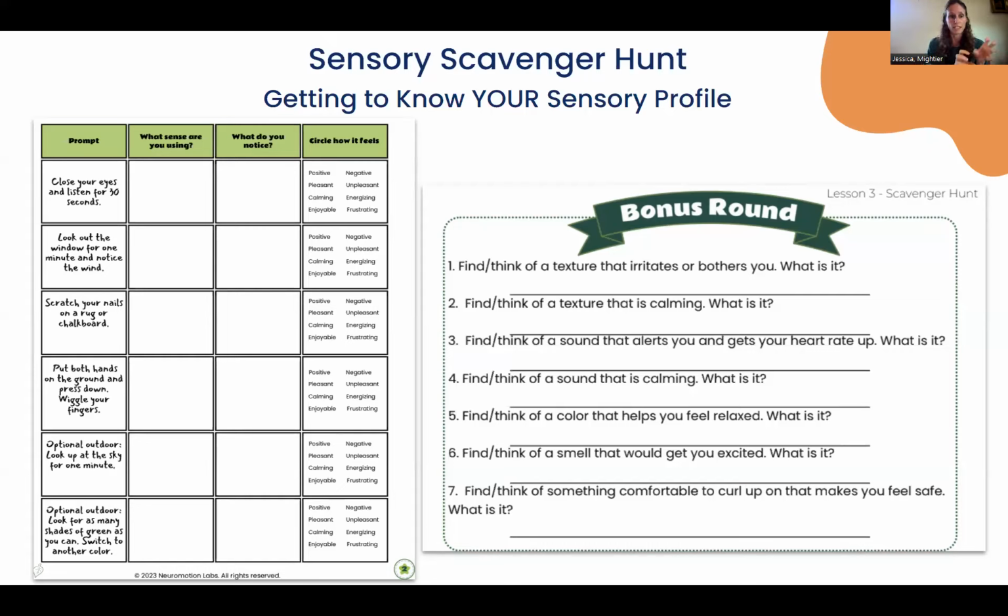One of the prompts here is scratch your nails on a rug or chalkboard, right? For a lot of us, that is really unpleasant. There's a tactile sensation there. There might be an auditory sensation, right? And a lot of us are going to say, oh, we don't like that. That's a very unpleasant sensation. Does anyone like that? I don't know. But the point of this is to go through things that will be more pleasing and calming, things that might be activating, things that might be unpleasant, right? Just to get to know yourself.